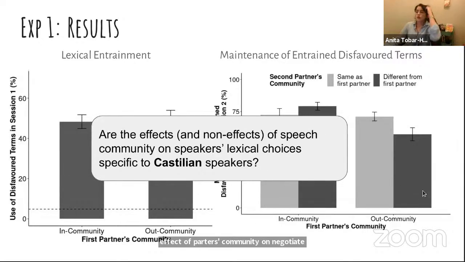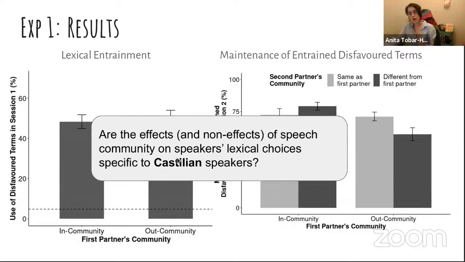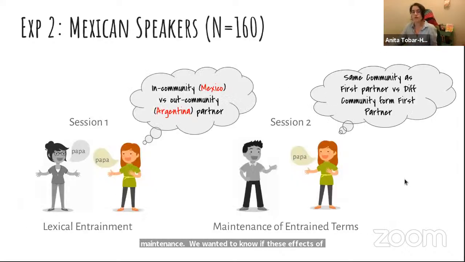However, we wanted to know whether these effects of speech community on speakers' lexical choices would generalize to other speech communities. So with that in mind, we ran experiment 2, which was basically the same thing as experiment 1, but with a different population. So instead of working with people from Spain, we recruited Mexican speakers. And again, they engaged in 2 sessions.